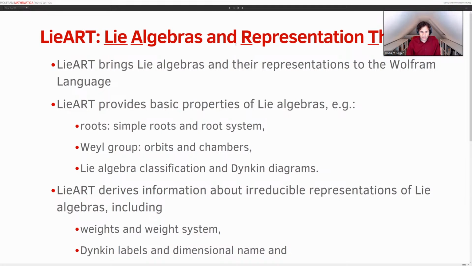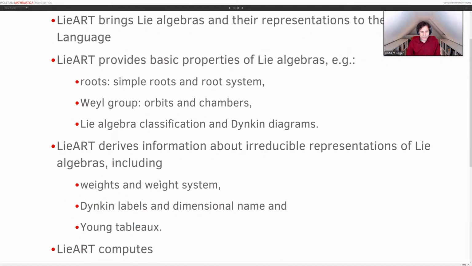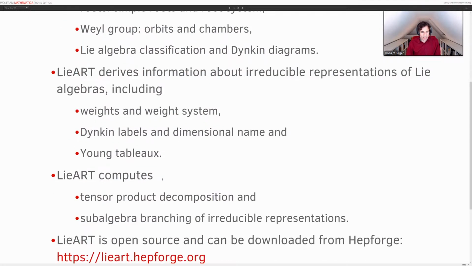It can also give you a lot of information about irreducible representations of Lie algebras, which includes weights and weight systems, Dynkin labels for labeling the irreducible representations and the dimensional name, as well as a Young tableau correspondence. LieART also computes tensor product decomposition and subalgebra branching of irreducible representations.